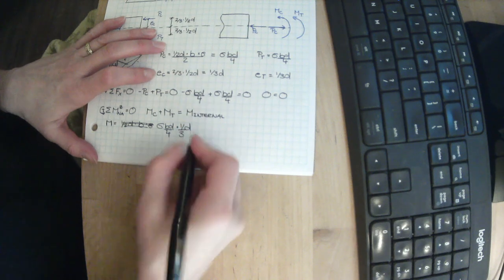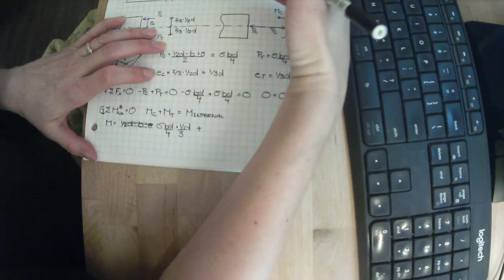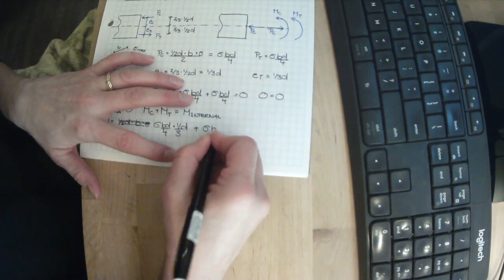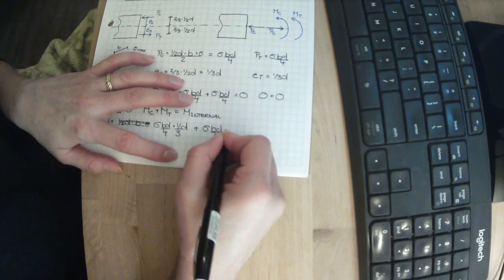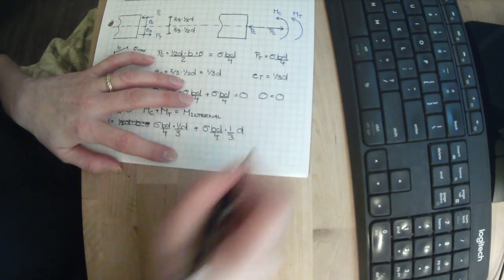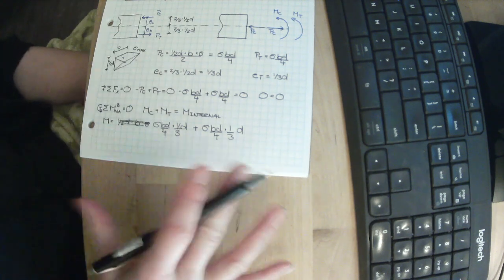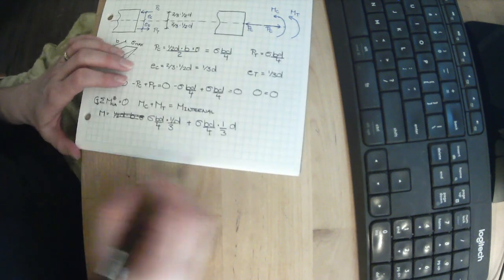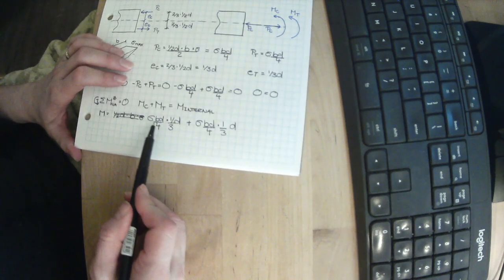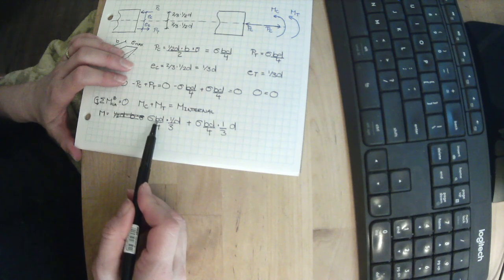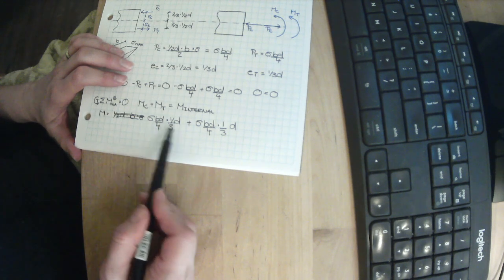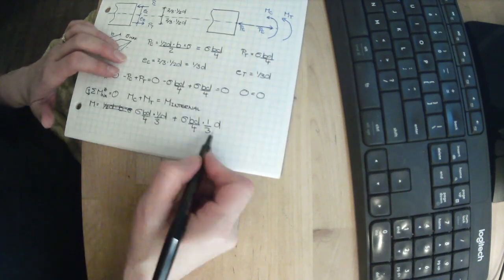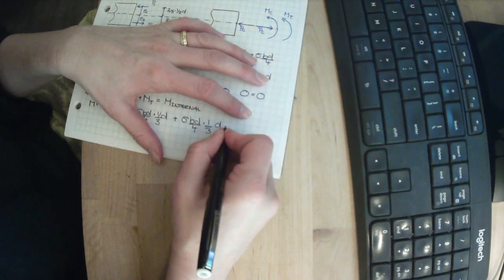1/3 D, plus our MT, which is spinning in that direction, which is also stress BD divided by 4 times 1/3 D. Okay, so that's looking kind of messy. Let's rearrange this or start to sum some things up here. This looks like stress BD squared divided by 4 times 3 is 12. Okay, and then we've got that again.